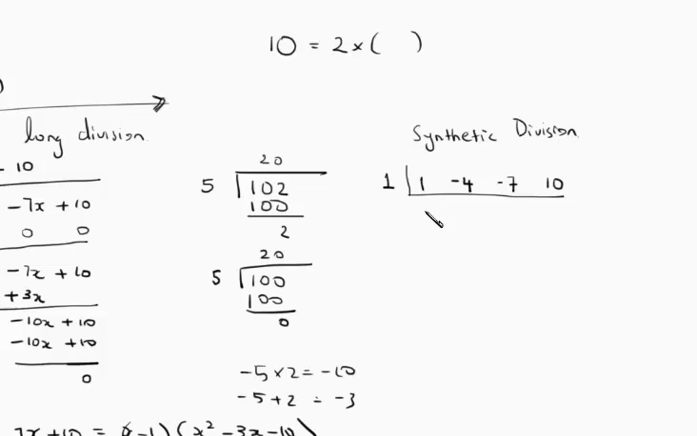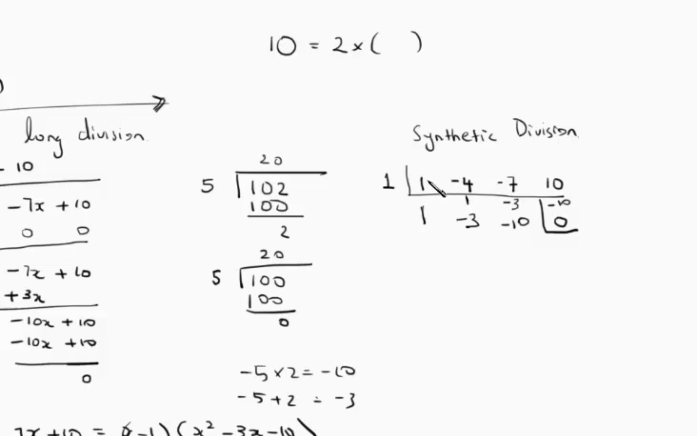Drop the 1 down, and 1 times by 1, you should see the pattern, okay? So bring the 1 down. 1 times 1 is 1. Instead of subtracting those two, add them, so minus 3. 1 times minus 3 is minus 3, and then add them up, so minus 10. 1 times minus 10 is minus 10, and add them up, then you get 0. So that is the remainder.